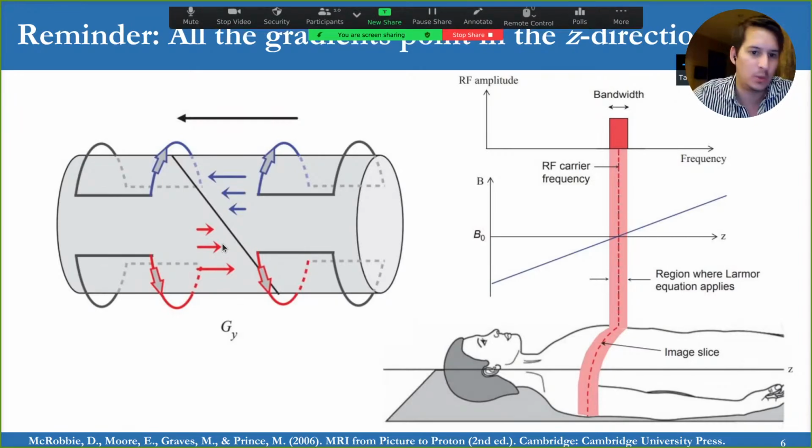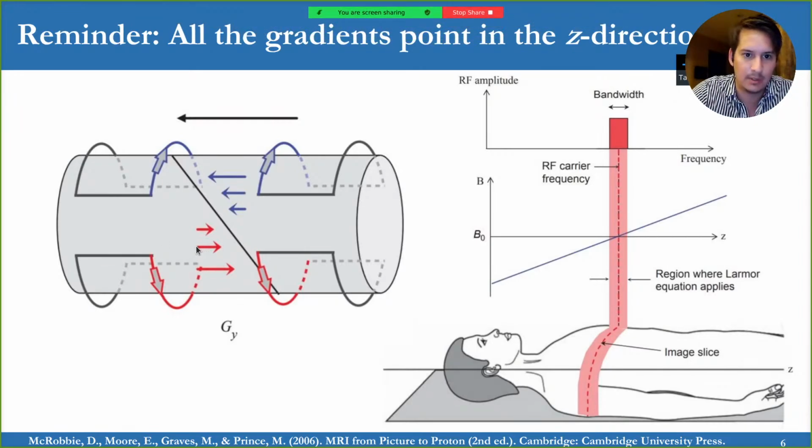And for example, this spin that is under my mouse now feels this magnetic field, and this one feels this other magnetic field. So the first one will have a Larmor frequency of f1, and this one a Larmor frequency of f2. If I apply my RF pulse with a frequency of f1, I will only excite the first one, not the second one. That's why you can select just a slice.